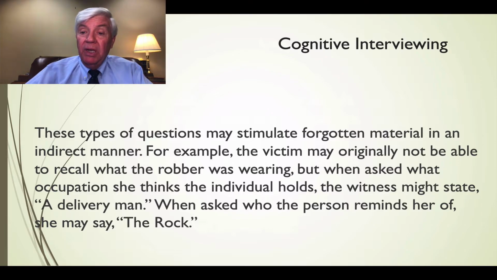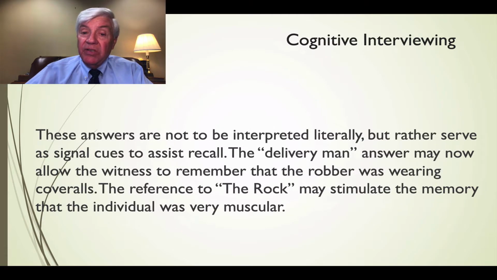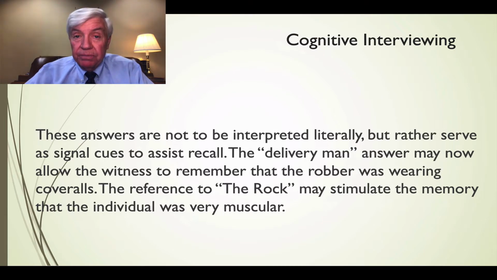For example, the victim may originally not be able to recall what the robber was wearing, but when asked what occupation she thinks the individual held, the witness might state, a delivery man. Or when asked who the person reminds them of, they might say, the Rock. These answers obviously are not going to be interpreted literally, but rather serve as signal cues to assist recall. The delivery man answer may now allow the witness to remember that the robber was wearing coveralls. The reference to the Rock may stimulate the memory that the individual was very muscular.